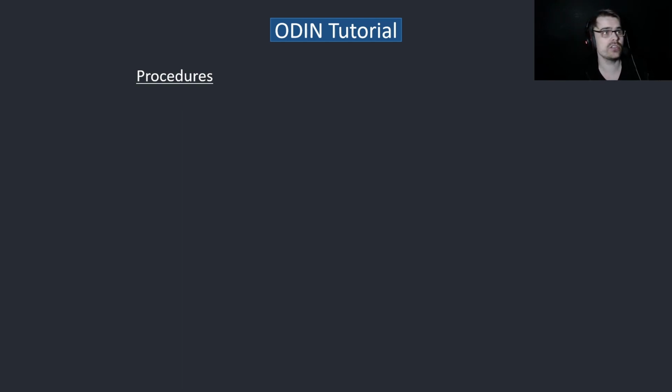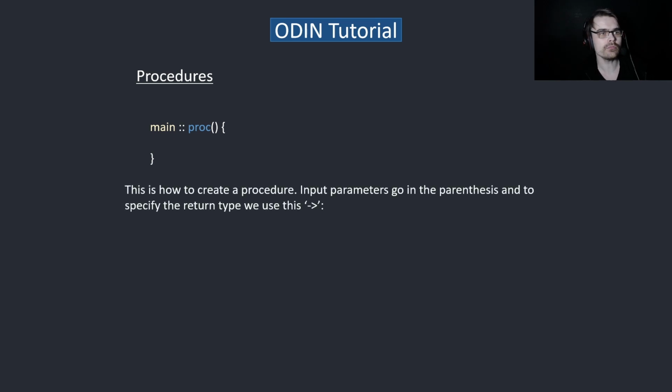So we call them procedures, and to create a procedure, you do this. So the name, main, 2 colons, proc for procedure, and the parentheses, and then curly braces. So this is how to create a procedure. Input parameters go in the parentheses, and to specify the return type, we use this. So say, for example, here, we want to add 10 to a number. We put input, an integer, into the parentheses, and we specify it's an integer. And then we just return the integer, like most languages.